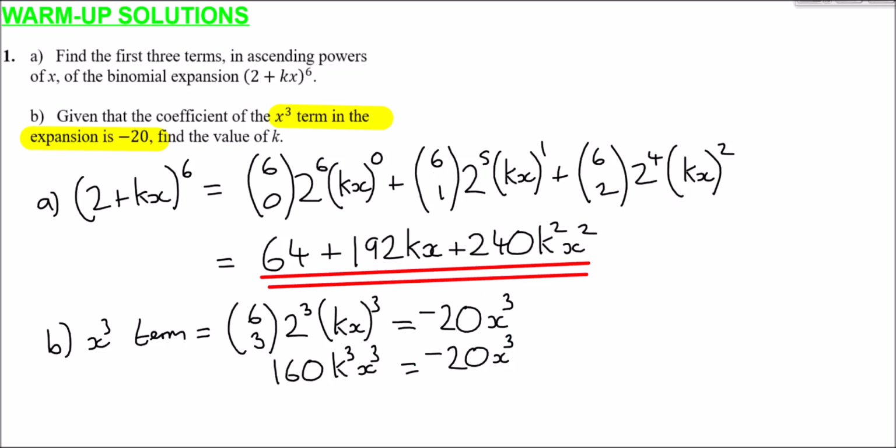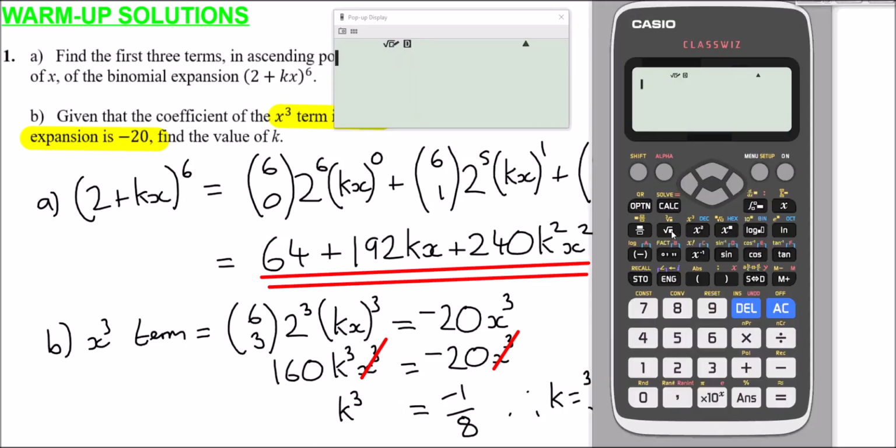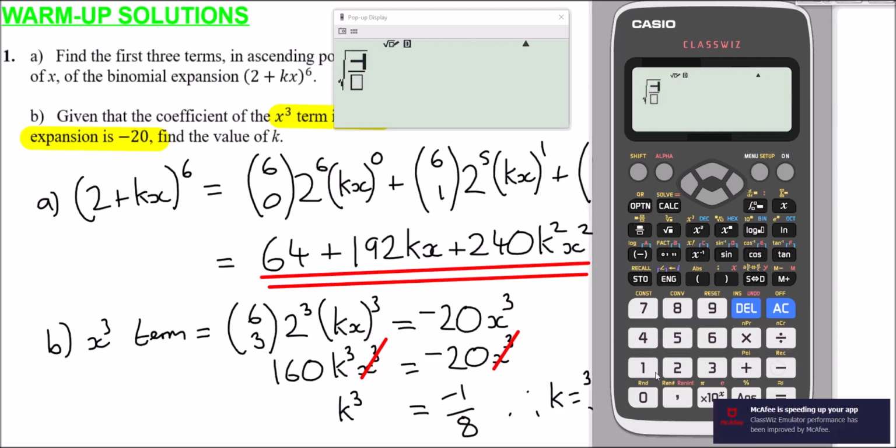But we're just interested in the value of k. We don't need to worry about the x, so essentially we can just cancel off the x cubes on both sides. Afterwards, we can divide both sides by 160, and if we do that, we see that k cubed will be negative 20 over 160, and that simplifies down to be negative 1/8. So therefore, k is going to be the cube root of negative 1/8, which turns out to be minus a half, which your calculator can tell you. So cube root of minus 1/8.